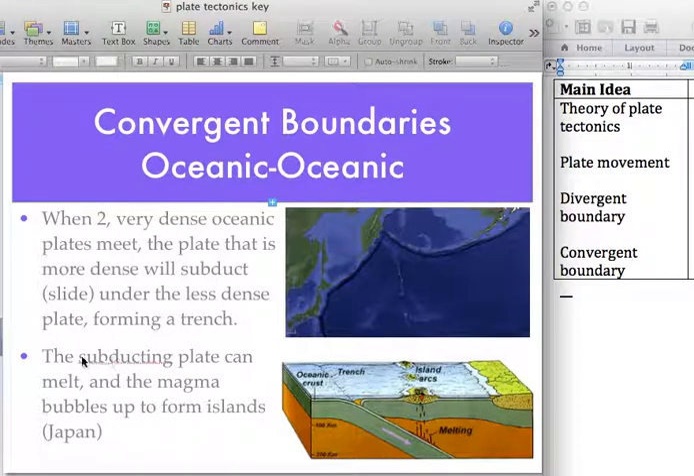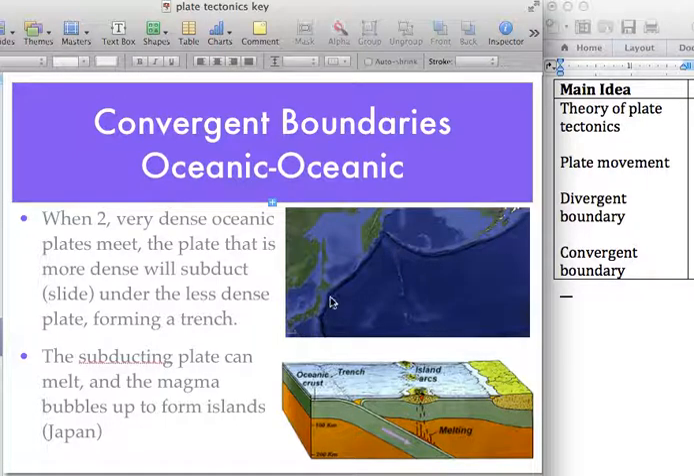As it goes down, that plate can melt, and the magma that forms will bubble up and form volcanic islands. This is how, and so this map is showing a little bit of Alaska, right? These are the Aleutian Islands. This is part of Russia, and then over here are the islands of Japan.